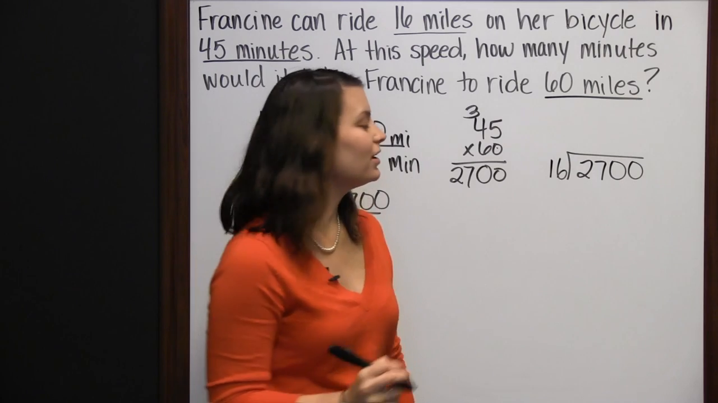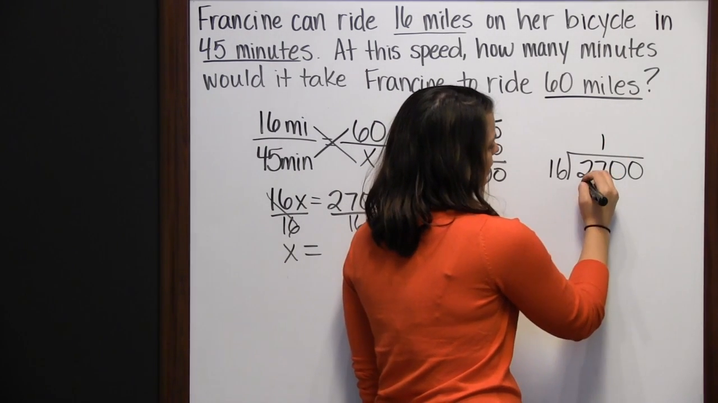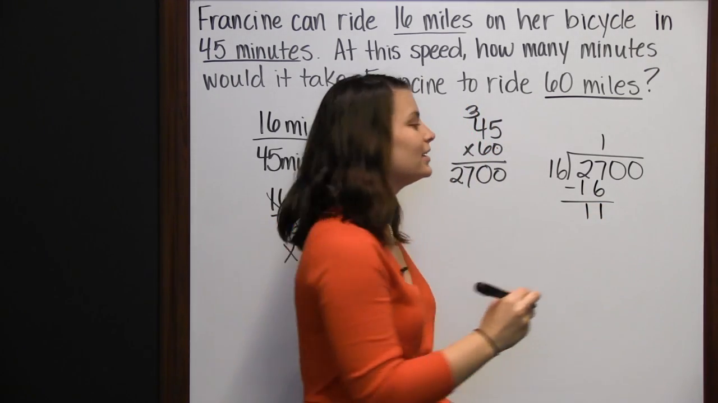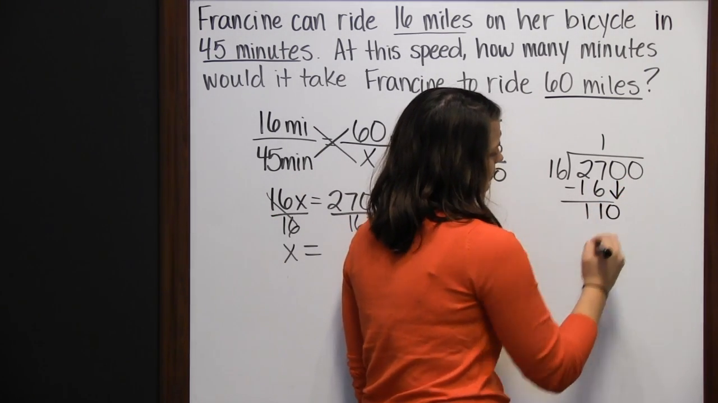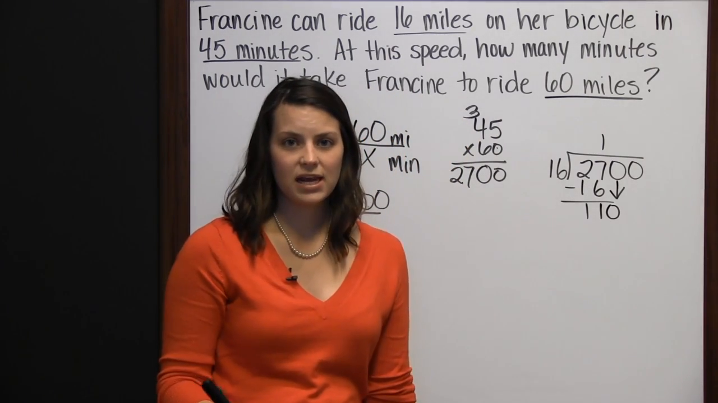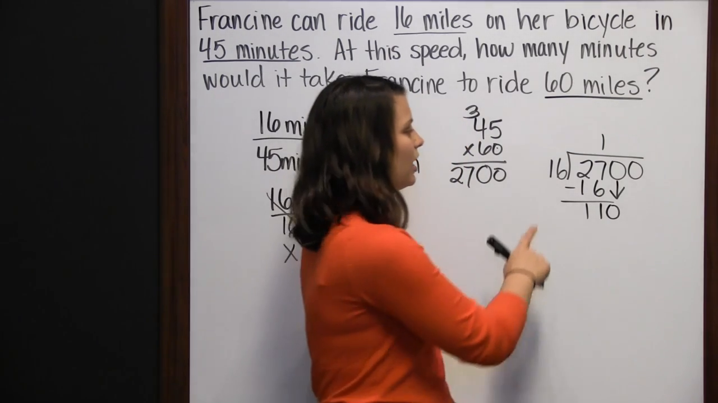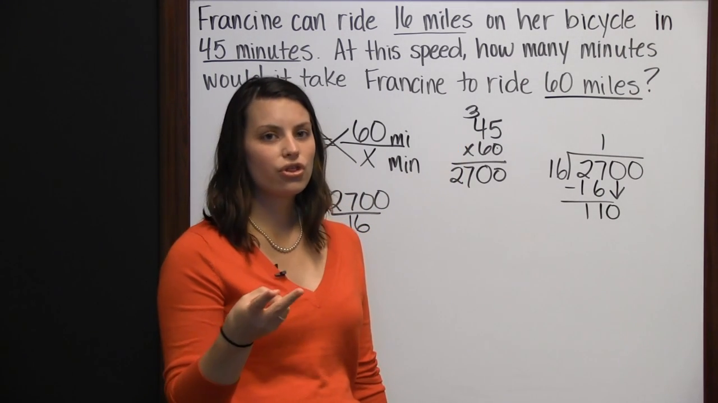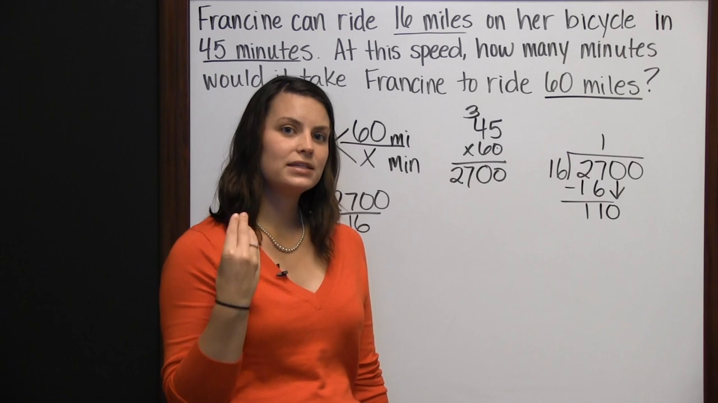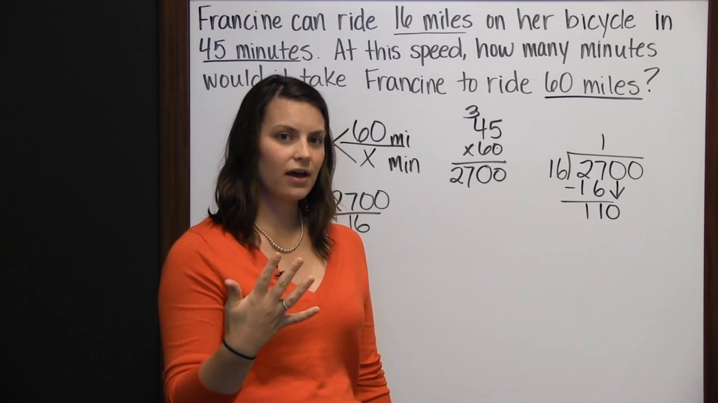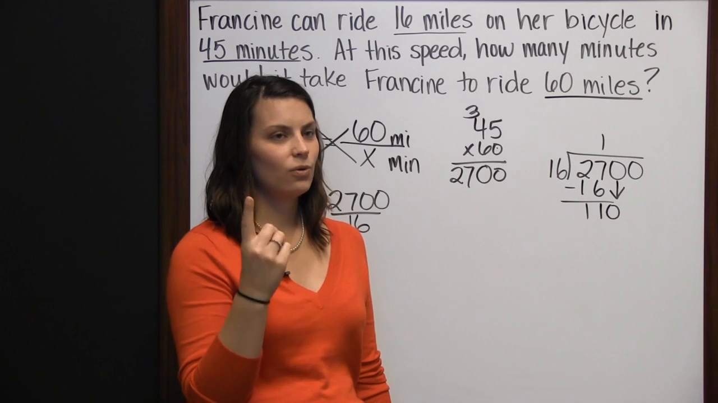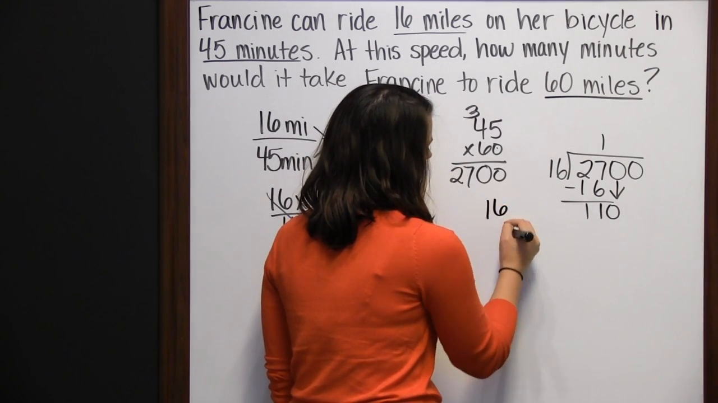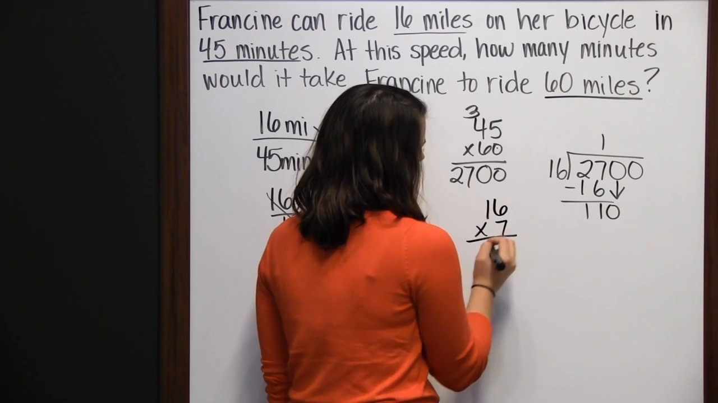16 goes into 2,700 one time. And that's 16, and we subtract and get 11. And we bring down our 0. We could use 15 as a compatible number to see how many times 15 would go into 110. So we have 15, 30, 45, 60, 75, 90, 105. So 7 times. So let's see if 16 will go into 110 7 times.